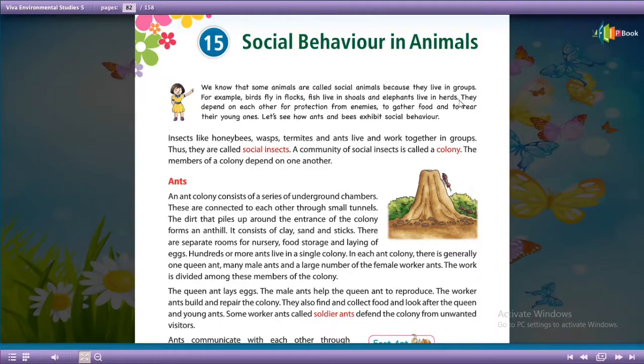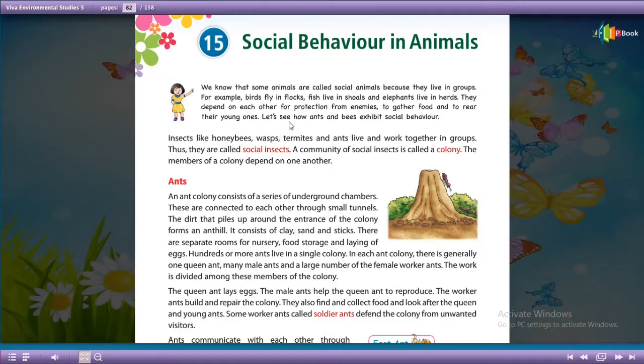There are some reasons why they live in groups. They depend on each other for protection from enemies. These animals depend on each other for their protection from the attack of enemies. They also live in groups to gather food and to rear their young ones. For such purposes, they need to go in a group.